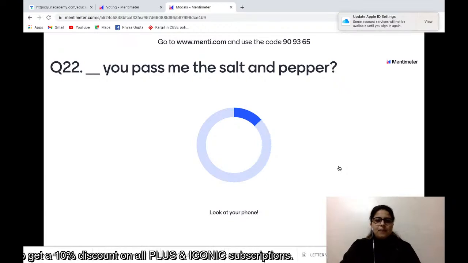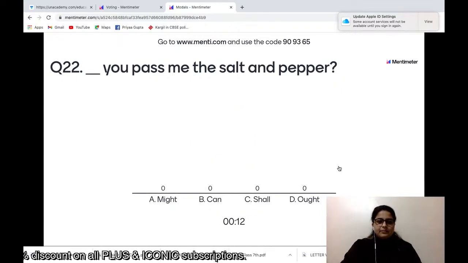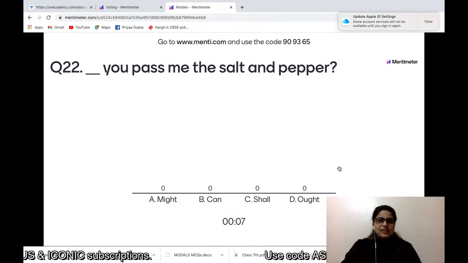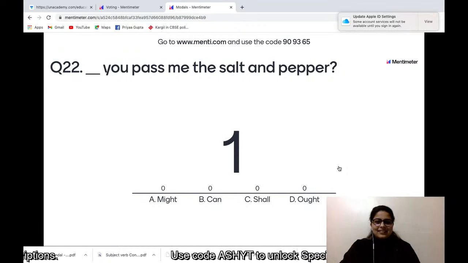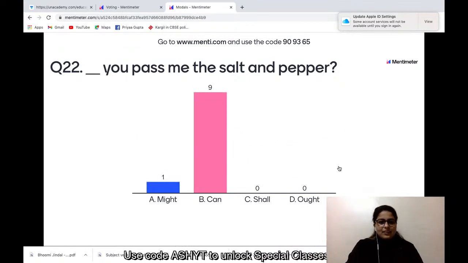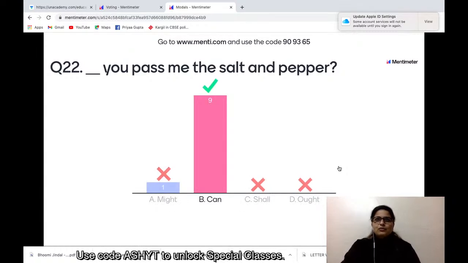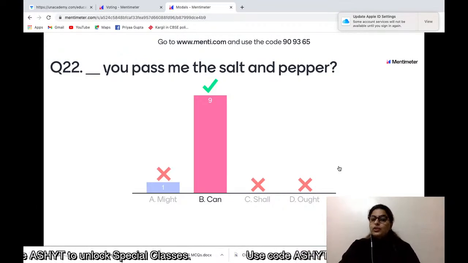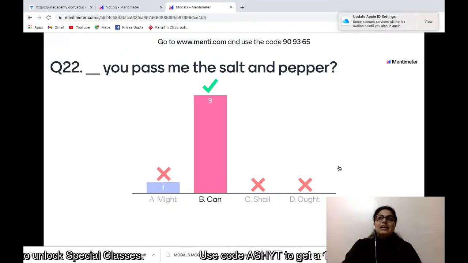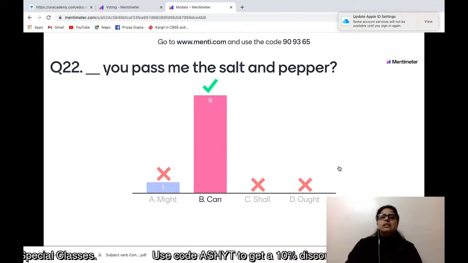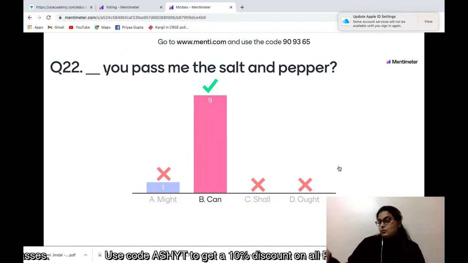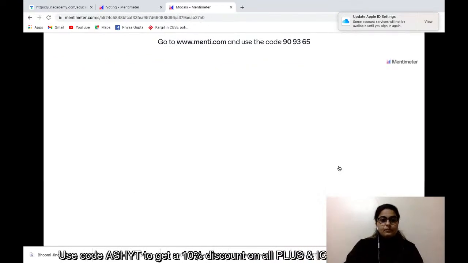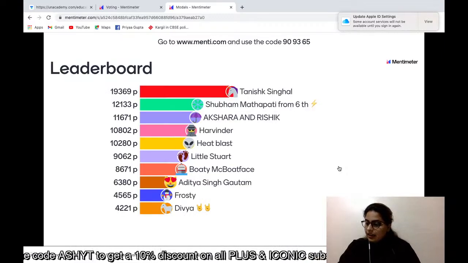Dash you pass me the salt and pepper. I think it's the obvious answer. The answer is right on the screen, if you look at it carefully. Time up. Yeah, can is the right answer. Most of you have answered it well. And yes, remember, when you're talking to somebody younger or equal in age, you can use can. And if you're talking to somebody elder, try and use may. Or else you can say shall or would you. Would you like to help me? Like that. Moving ahead.